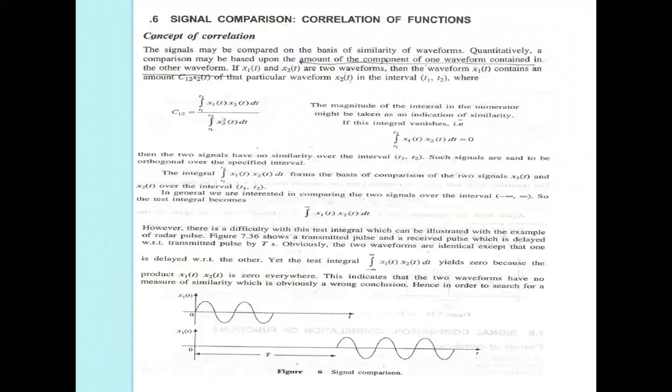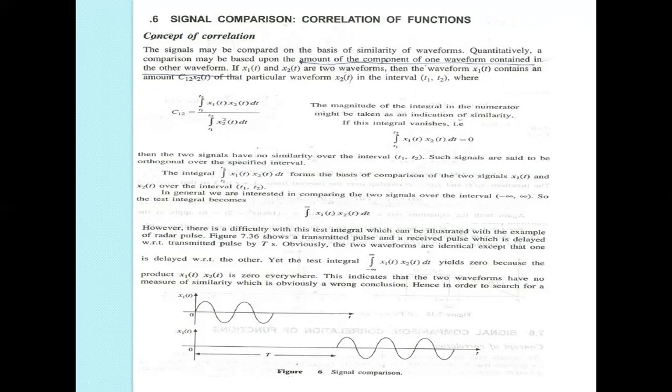Now, the concept of correlation: the signals may be compared on the basis of similarity of waveforms. Quantitatively, a comparison may be based upon the amount of component of one waveform contained in the other waveform. So how far the different signals are similar.